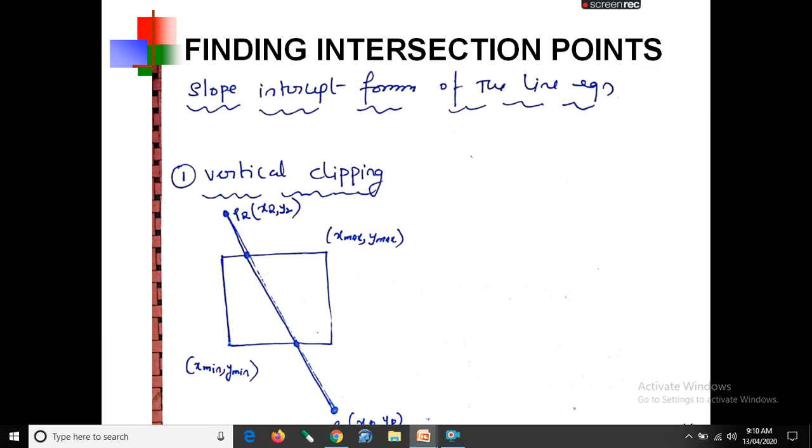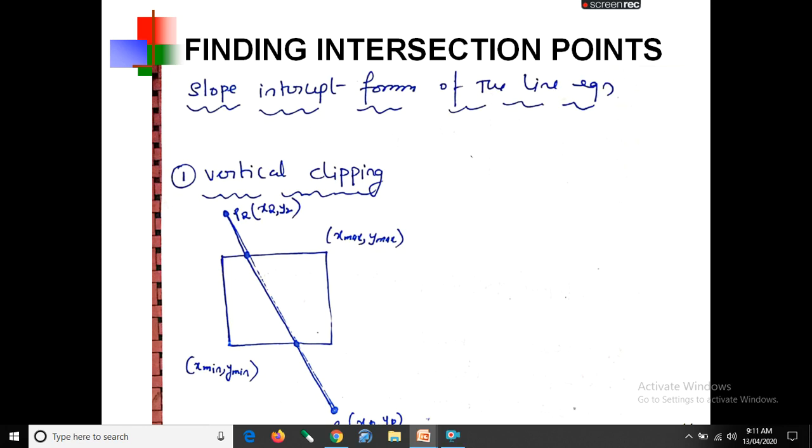If I want to determine the intersection point, we have two types of clipping here. We have vertical clipping and next we have horizontal clipping. Then we will get two different formulas here. We will get vertical intersection points as well as horizontal intersection points.